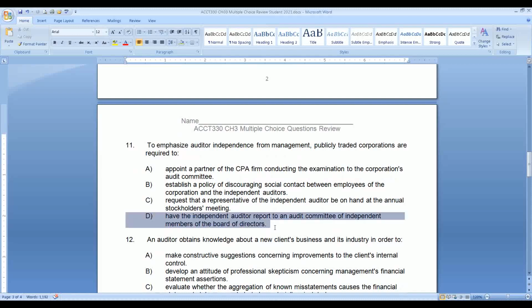Yep. The independent auditor is to report to the audit committee. You'll report anything that is significant or material. I don't think we talked about that. And significant is a lower level than material.